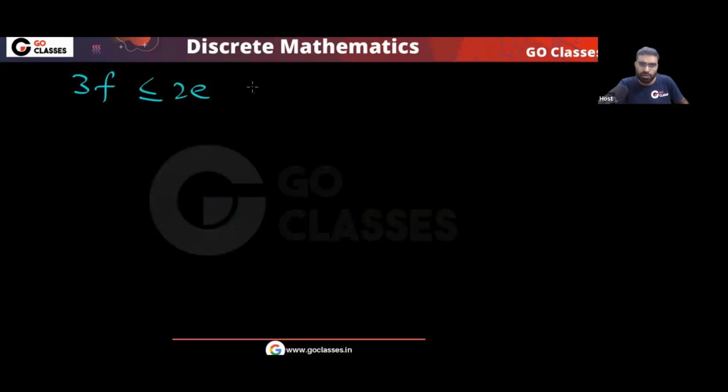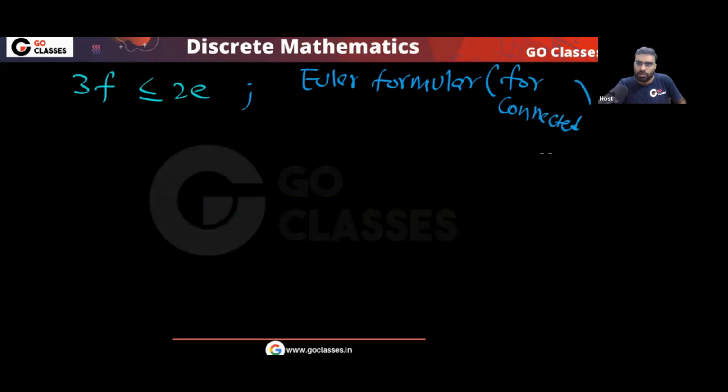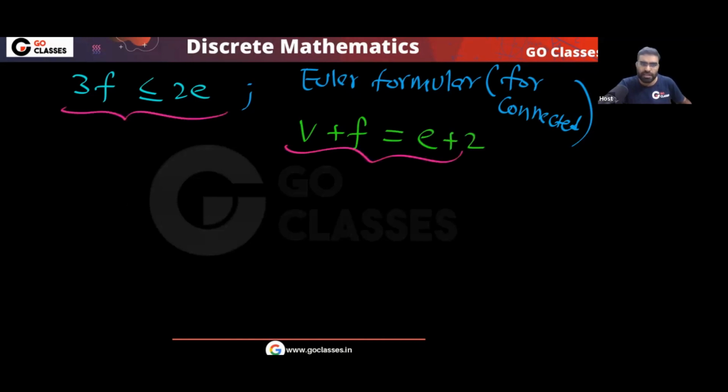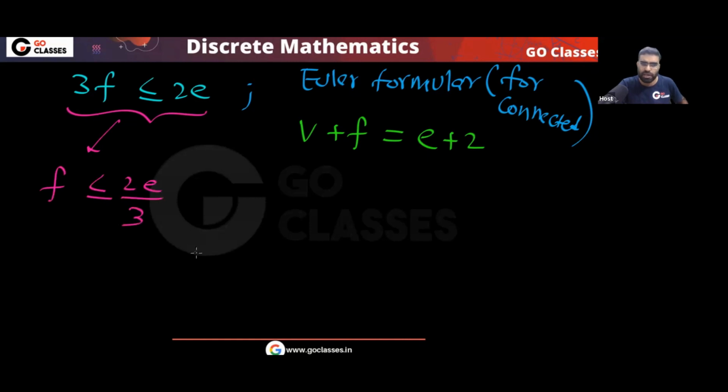And what does Euler's formula say? For a connected graph, Euler's formula says that v plus f is equal to e plus 2. Now you can combine these two. From here I can say f is less than or equal to 2e divided by 3.